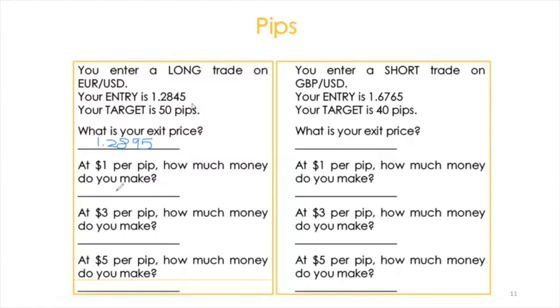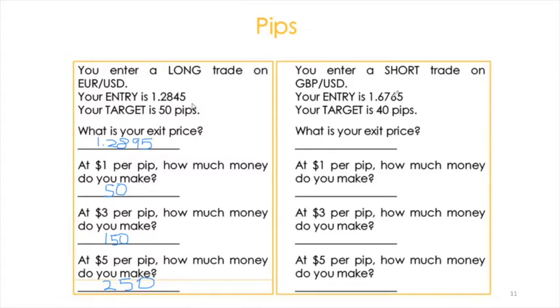Okay, good. So $1 per pip, how much money can you earn? 50 pips, $1 means $50. For $3, that means $150. If $5, how much do you earn? $250. Okay, good.